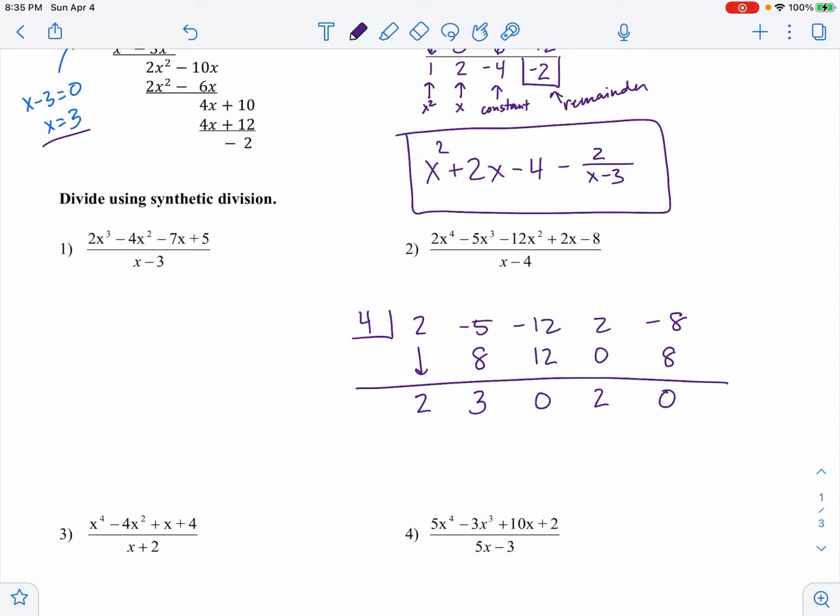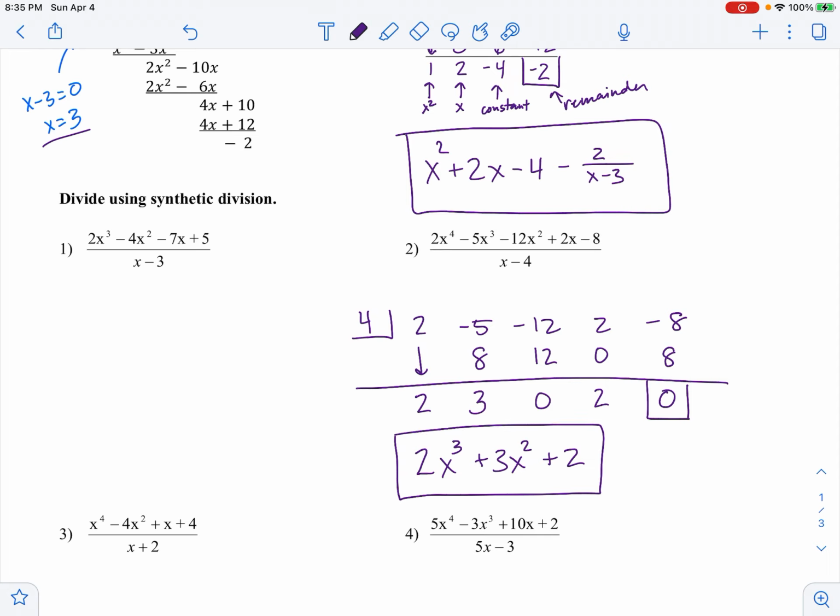Ooh, what happened here? Well, my original problem was an x to the 4th. That means my answer is going to start with an x cubed. And then I have 3x squared. I have no x's. I have a constant of 2. And this remainder means that it divided evenly.